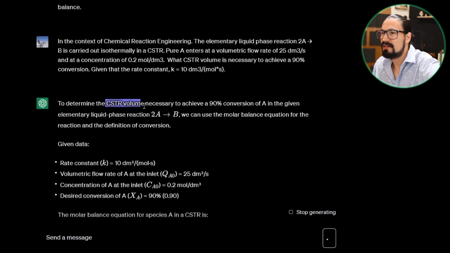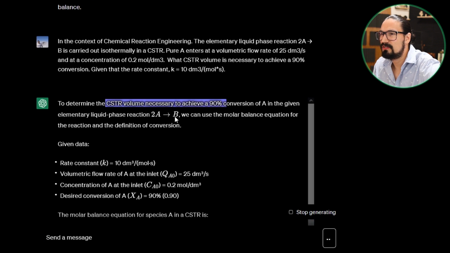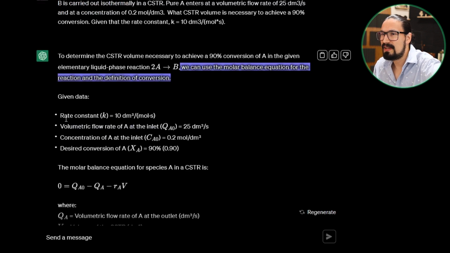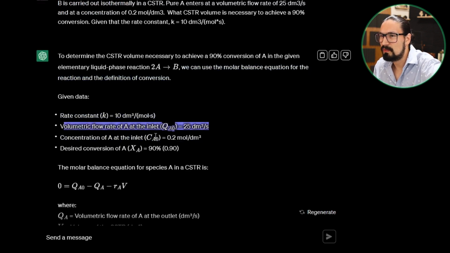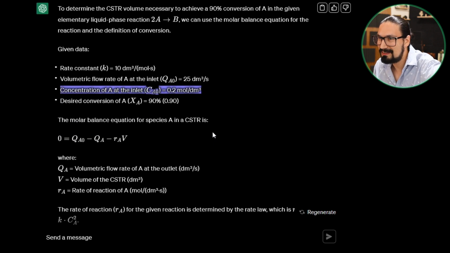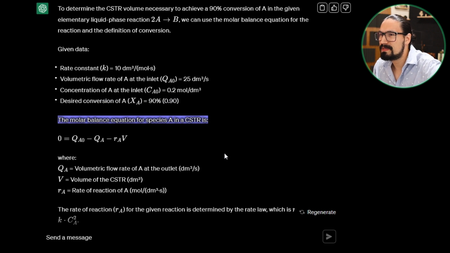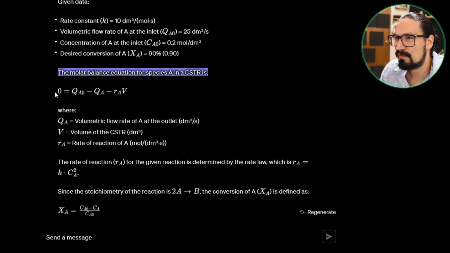So to determine the CSTR volume necessary to achieve 90% conversion, we can use the molar balance equation. Given the data, we have K, volumetric flow rate, concentration of A at the inlet, that's great, and desired conversion at 90% or 0.9 fractional. So far, very good. The molar balance equation for species A in the CSTR is given as follows: 0 equals volumetric flow rate of A initially minus the volumetric flow rate of A in the outlet minus the rate of reaction times volume.